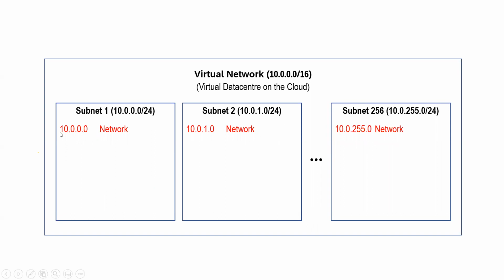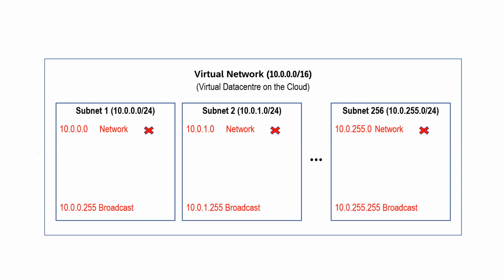the first IP address is reserved for your network address. The first IP address is referred to as your network address, so that is the reason it is not usable. You cannot give a 0 IP address to any host, any device, any VM. So 10.0.0.0, the first IP address of that subnet, is referred to as your network address, which is non-usable.